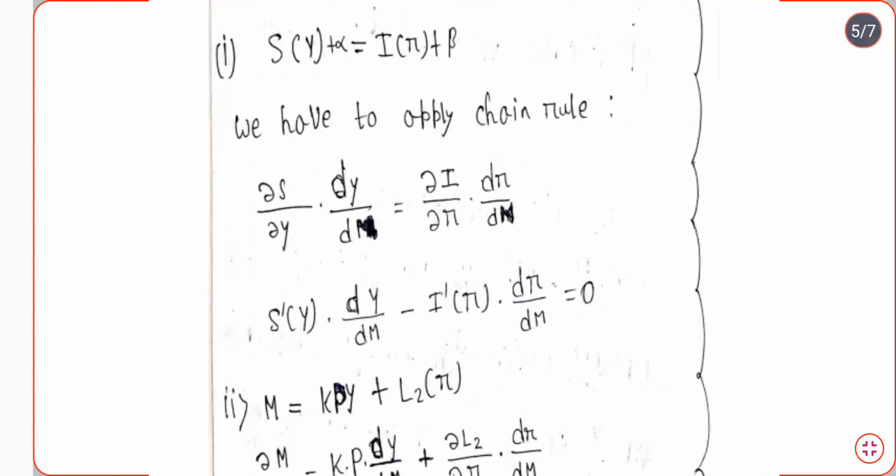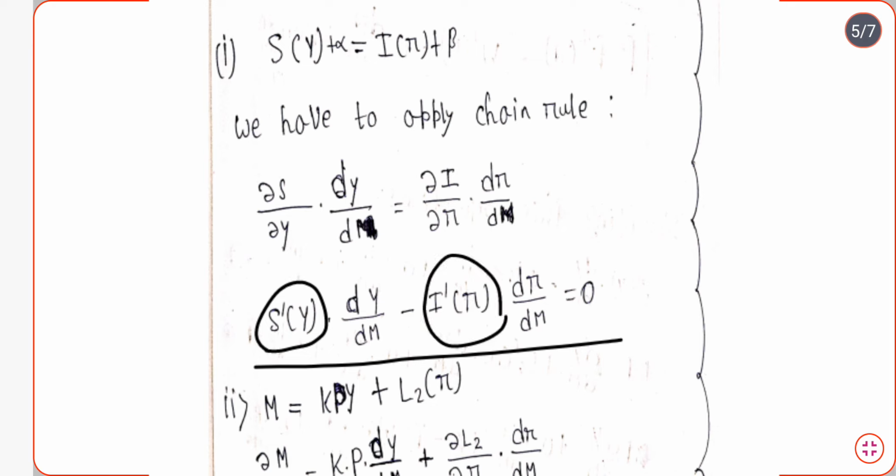When we have taken the derivative of the product market equilibrium condition with respect to M, that is our total money supply, this is the equation that we have obtained, right? So in this equation, what is the coefficient of dy/dm? What is the coefficient of dr/dm? The coefficient of dy/dm is s dash y, and the coefficient of dr/dm is minus I dash r, right?